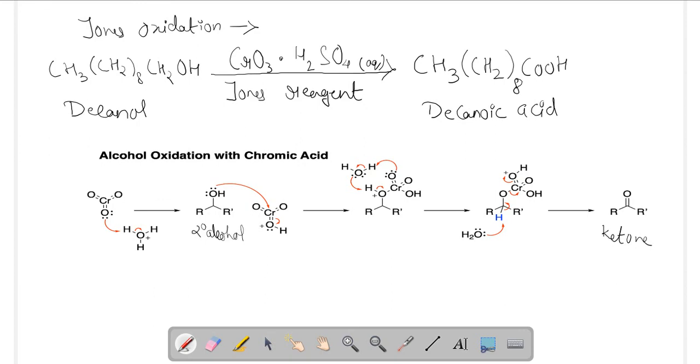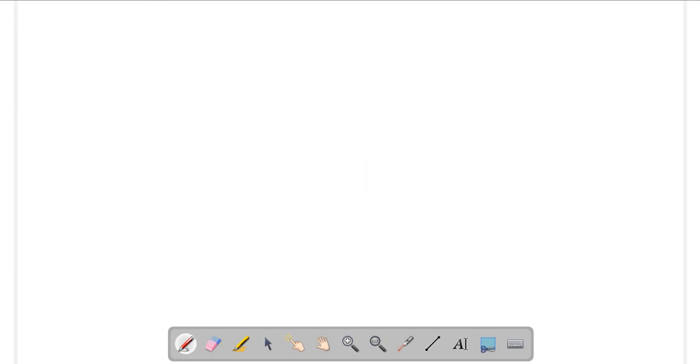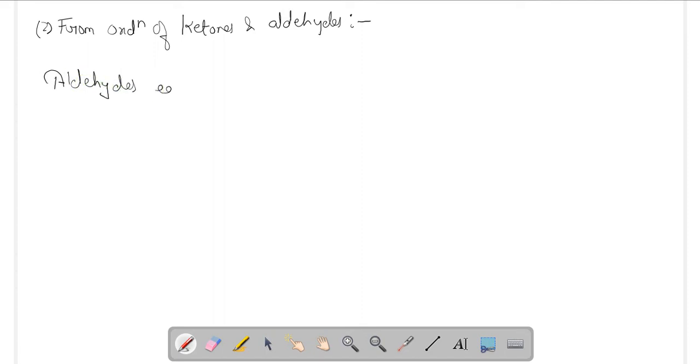Okay. Next is the preparation of carboxylic acid from oxidation of ketones and aldehydes. So aldehydes are easily oxidized. Aldehydes can be easily oxidized to carboxylic acids.